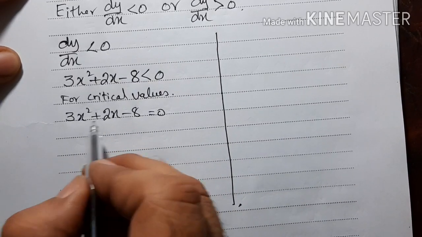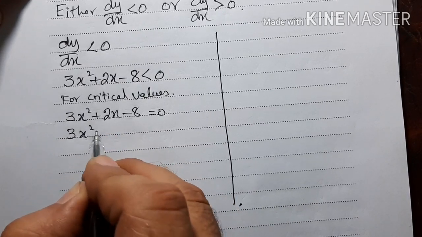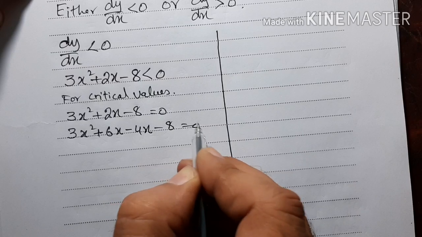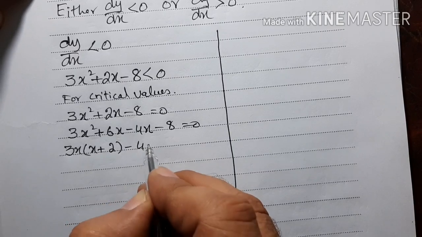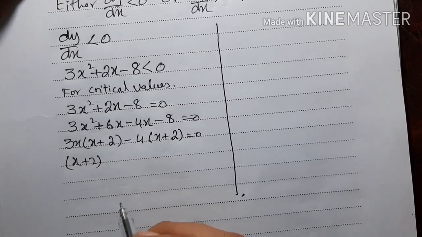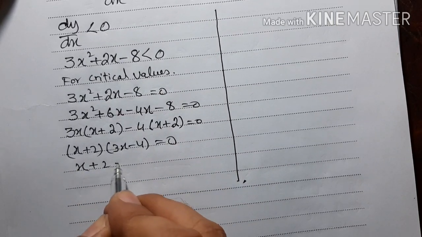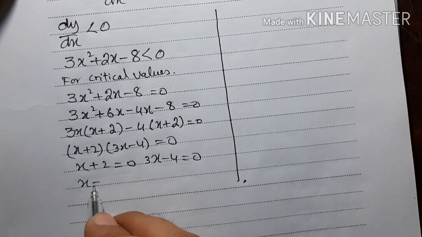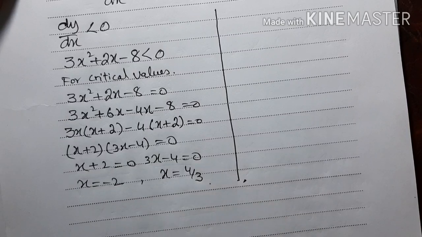I will solve this by the middle term break method. This will give me 3x squared plus 6x minus 4x minus 8 is equal to 0. 3x common, x plus 2; minus 4 common, x plus 2, is equal to 0. So x plus 2 common, (3x minus 4) is equal to 0. So I get two values: x plus 2 is equal to 0, 3x minus 4 is equal to 0. So x is equal to minus 2 and x is equal to 4 over 3.